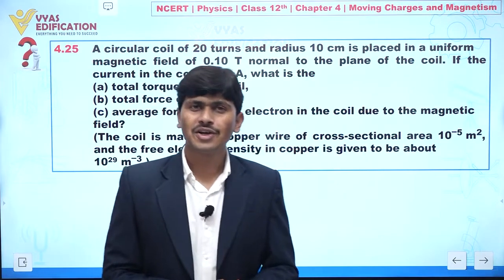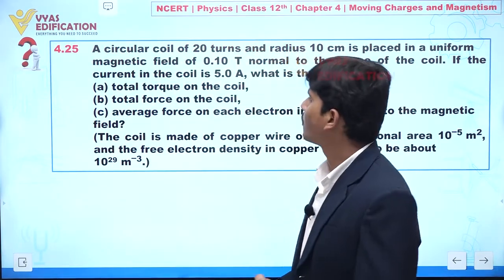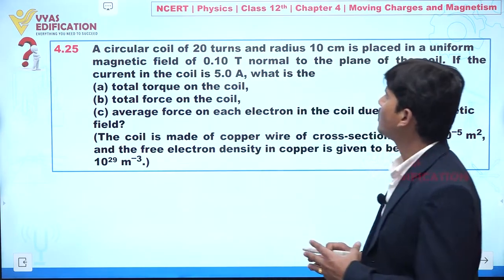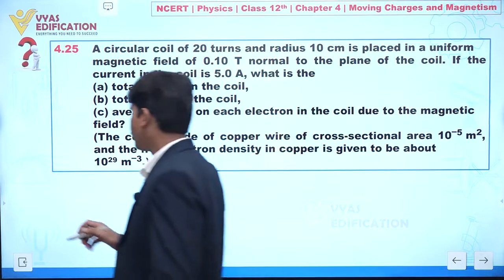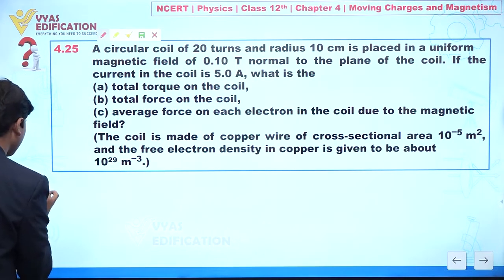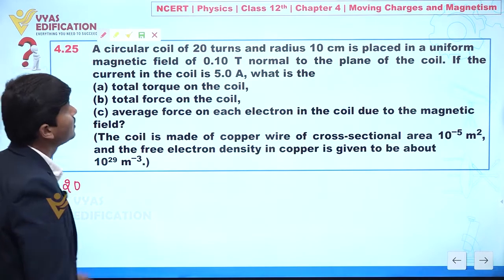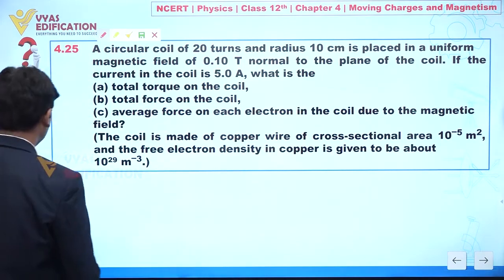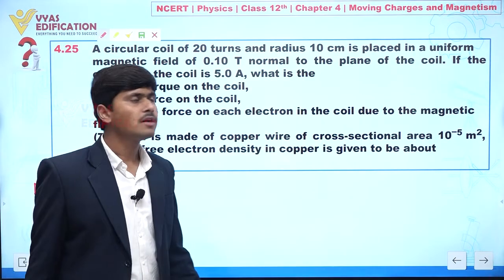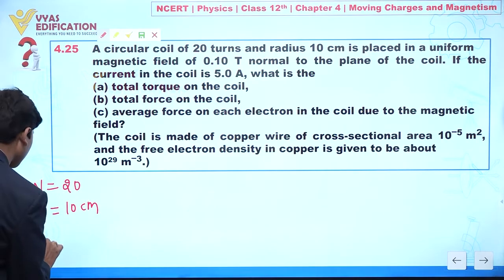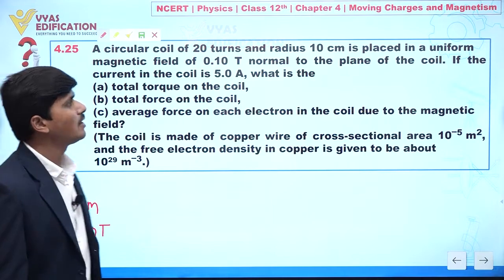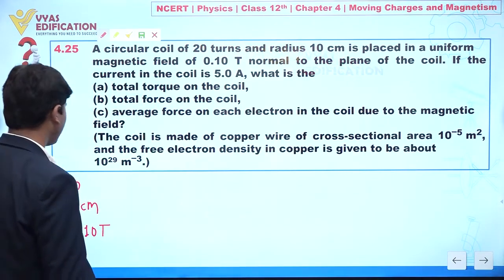Now dear student, we are going to solve question number 4.25. In this question, a circular coil of 20 turns is given. First of all, I am writing here all the parameters. Number of turns is 20, and radius R is 10 centimeter. The coil is placed in a uniform magnetic field of B equal to 0.10 Tesla. It is normal to the plane of the coil, very important.